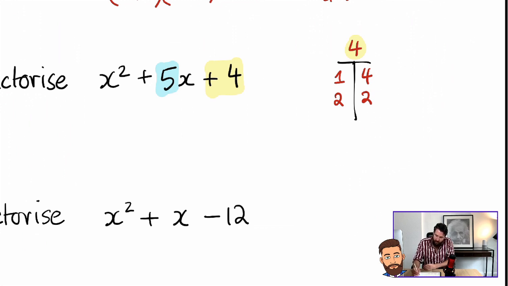We could also have, to make a positive, two negatives. So we could have -1 and -4. And we could have -2 and -2. Because if I multiply those together, I also get +4. But it changes my B drastically. So just go down the list. Which ones add to make 5? Well, 1 add 4 is 5. Done. Found it. So we probably could have stopped there. But just to show you, listing all the options is really useful. What does that mean? It means I've got two brackets.